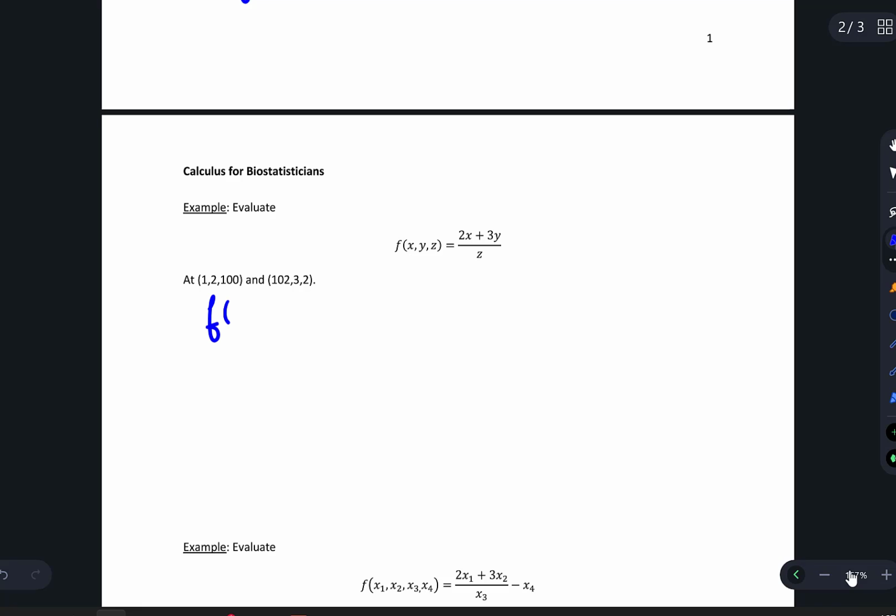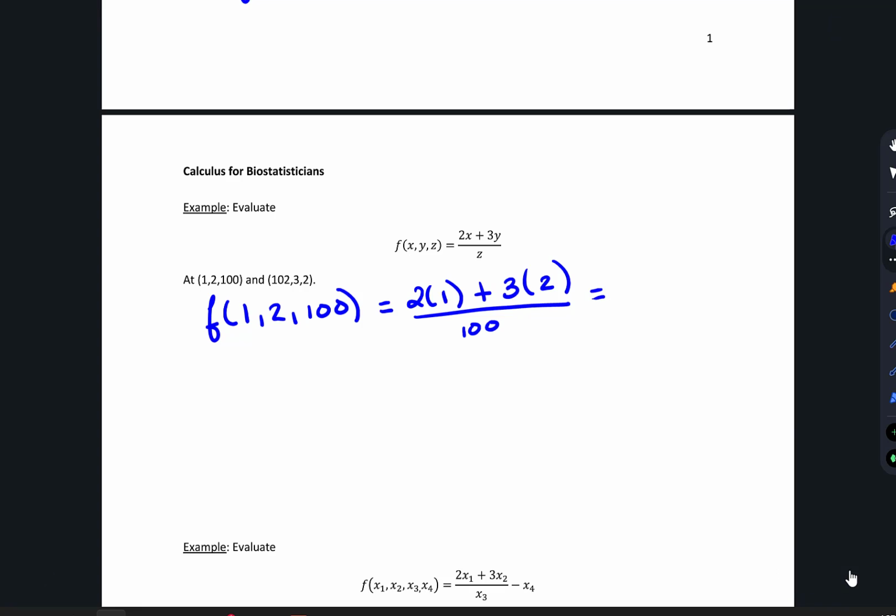So if I wanted to evaluate at the point 1, 2, 100, everywhere that I see an x, I will plug in a 1. Everywhere that I see a y, I will plug in a 2, and everywhere that I see a z, I will plug in 100. And so notice this is going to be equal to 2 plus 6 divided by 100, or 8 divided by 100.